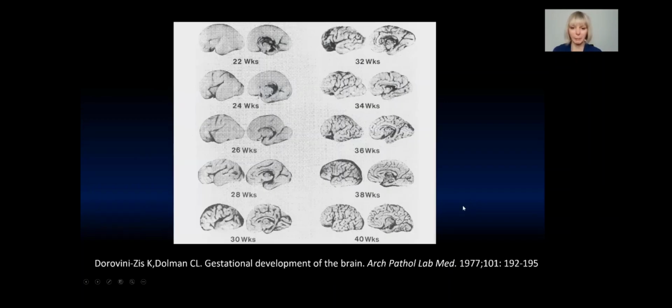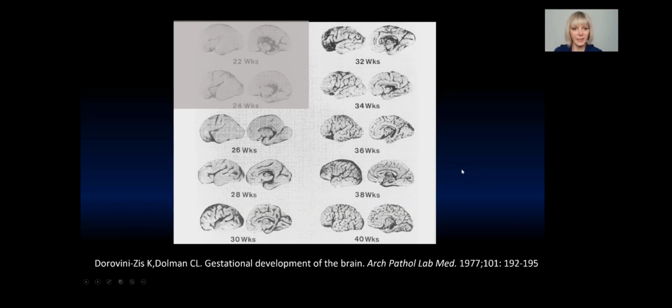This chart was developed by pathologists who took photos of the fetal brain and reduced the size of later gestational ages to match earlier gestational ages. The reason to do this is to be able to assess sulcation without being biased by the size of the brain. And what you can see from this chart is that it really takes until about 28 to 30 weeks before the brain starts to become complex by the development of sulci and gyri.